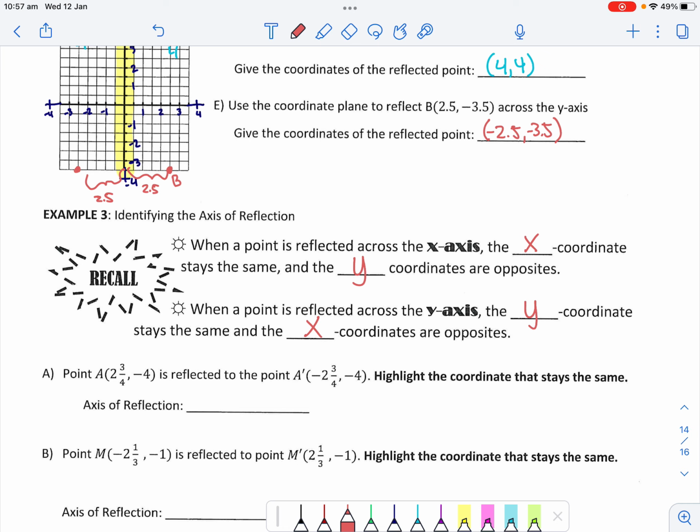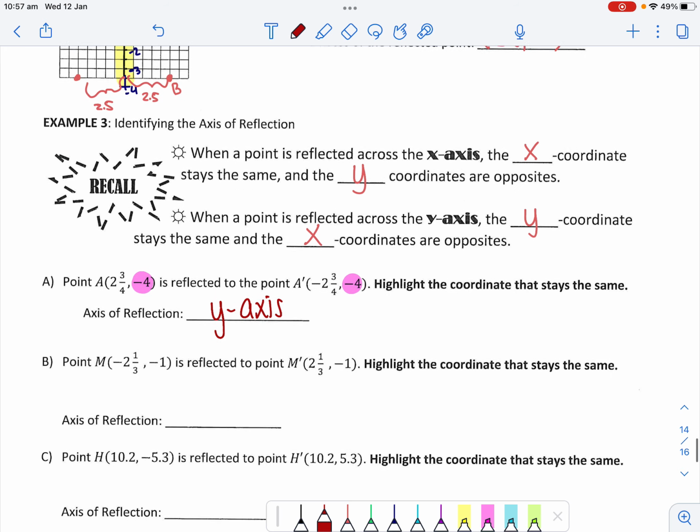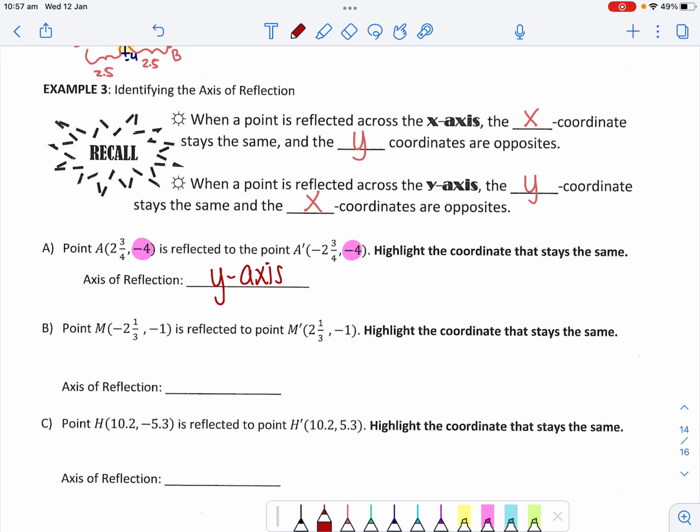So when I look at point A and point A prime, -2 3/4 and 2 3/4 are different. But the -4 is the same. So my y coordinate stayed the same. That means I flipped over the y-axis. In part B, the y-coordinate is also the one that stays the same. So from point M to point M prime, the -1 stayed the same. So we are flipping over the y-axis.